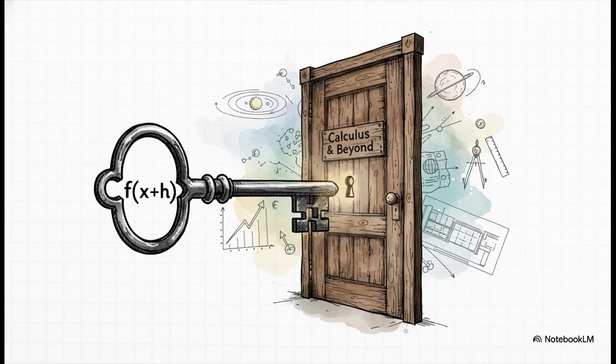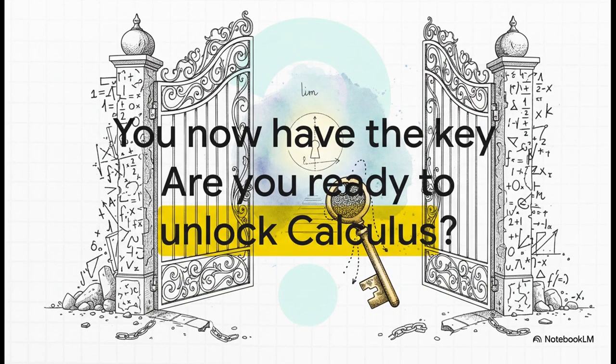So here's the bottom line. What feels like just another abstract algebra exercise is actually the key. Mastering f(x + h) isn't just about getting a good grade on a quiz. It's about unlocking the door to the most powerful ideas in calculus, which then unlocks your understanding of economics, physics, engineering, you name it. So by breaking it all down, by really focusing on those common mistakes, and by using a clear step-by-step process, we've basically turned the thing that used to be a gatekeeper into a gateway. You have the key now. You really do. The only question left is, are you ready to unlock calculus?